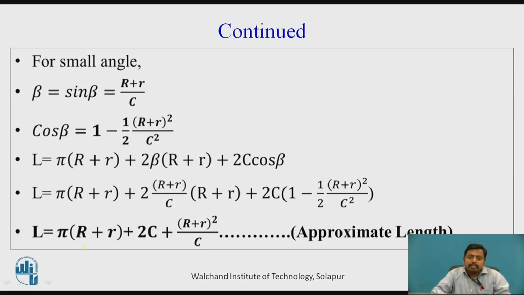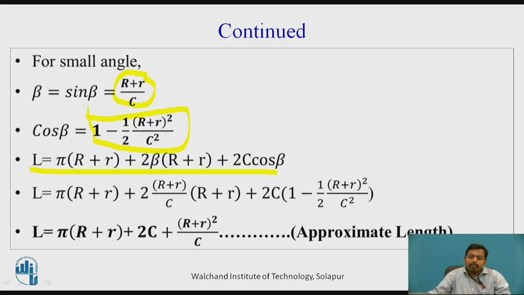Now we'll make some approximations for small angle beta. We can approximate beta as equal to (capital R plus small r) upon C, and cos beta is equal to 1 minus half (capital R plus small r) square upon c square. These are the two approximations that we get.